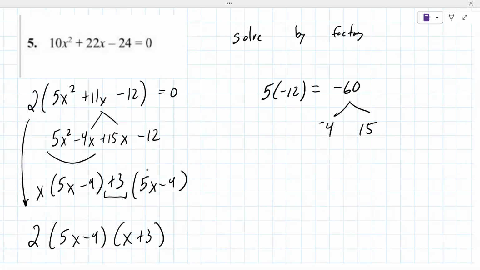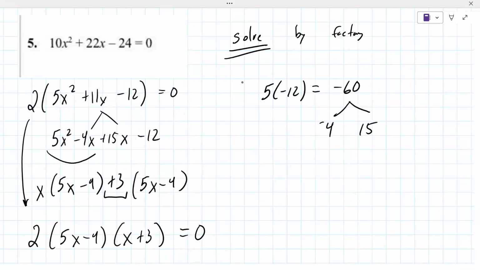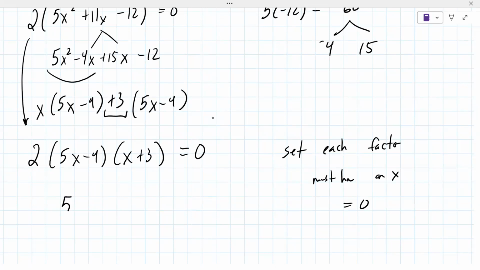Bring the 2 down. All right, so now that's the factoring part. The solve part's the extra step. So you set each factor, and factors have x's in them, must have an x, equal to 0. So you set 5x minus 4 equal to 0 and x plus 3 equal to 0.